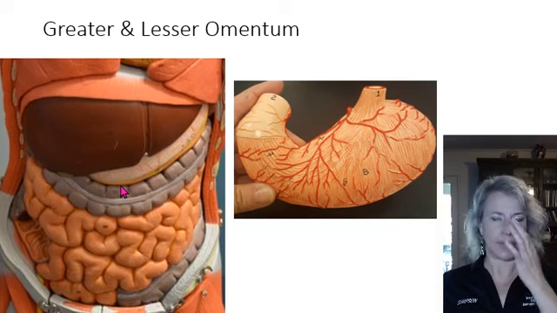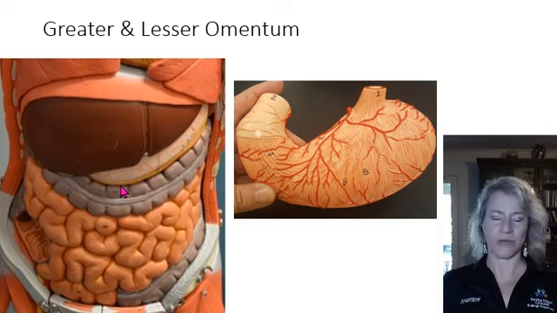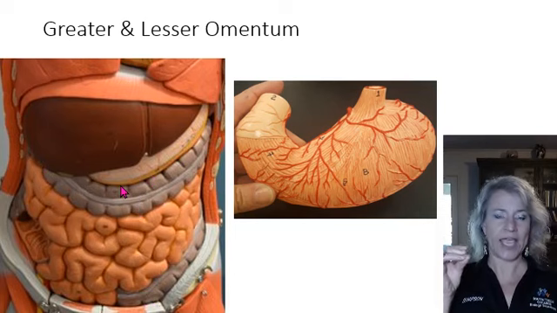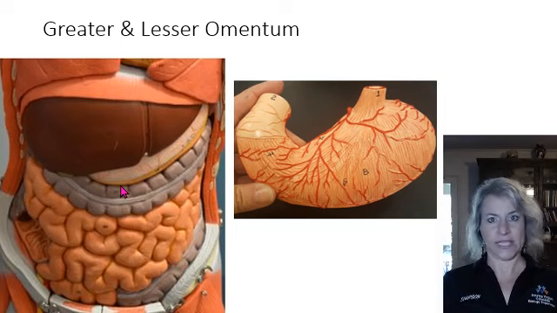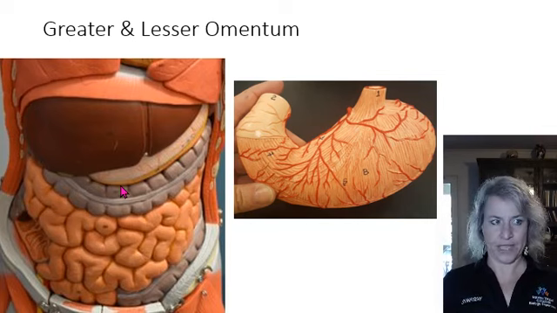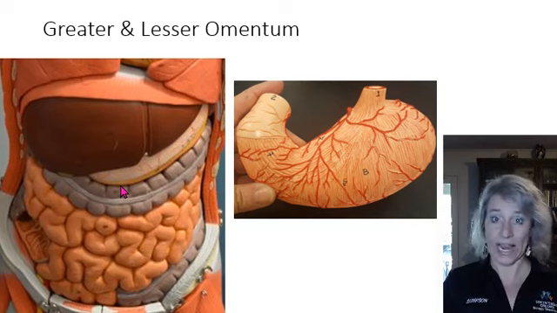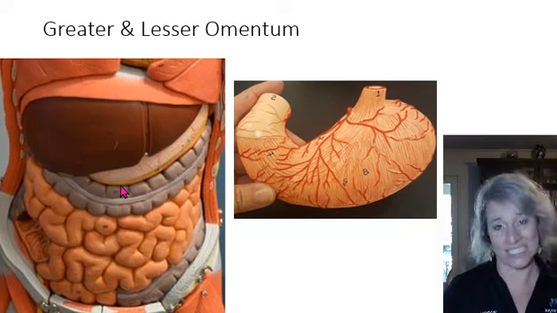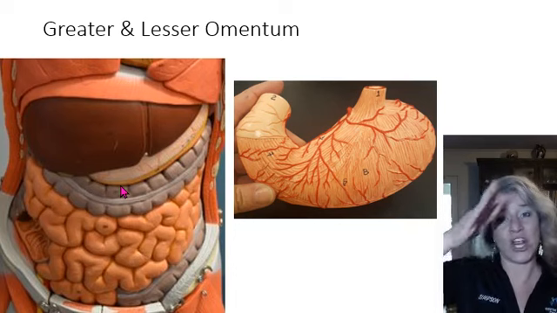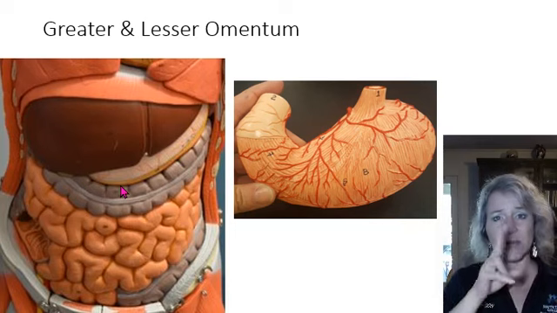Okay, let me go back and tell you what is the greater omentum. The omentum, the greater and lesser omentum, they are a double fold of mesentery. How many layers is that going to be? The mesentery is a double fold of peritoneum, and we had determined that the mesentery was 4 layers. Now we have a double fold of mesentery. You have the mesentery and then another layer of mesentery. It's a double layer of mesentery.